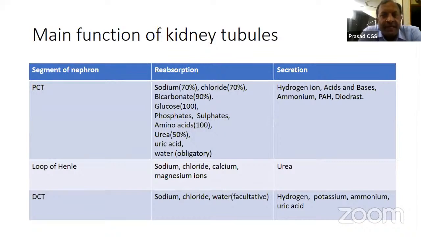Coming to the main functions of kidney tubules, the proximal convoluted tubule reabsorbs sodium, chloride, bicarbonate, glucose, amino acids, and water is obligatorily absorbed. It secretes hydrogen ions, acids and bases, and ammonia. In the loop of Henle, the mechanism that I told in the beginning, the countercurrent medullary system, sodium, chloride, calcium, and magnesium ions are absorbed, and urea is secreted. In the distal convoluted tubule, depending upon the presence of ADH hormone, sodium, chloride, and water are absorbed. Hydrogen, potassium, ammonia, and uric acid are secreted.